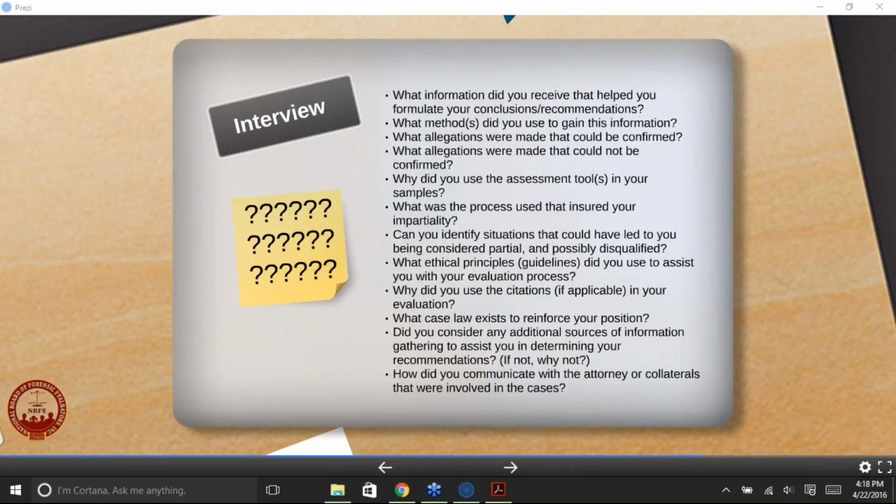So for example, one question I was asked in the oral exam was, see this question, why did you use the assessment tools that you used, basically?